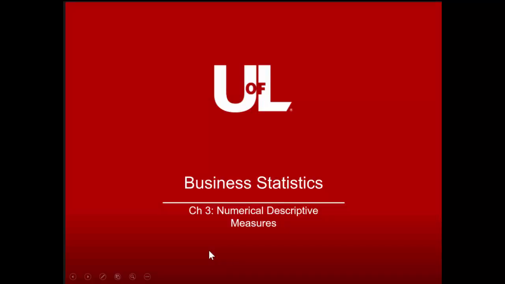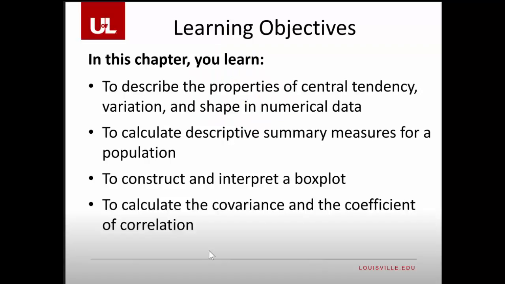Business Statistics, Chapter 3, Numerical Descriptive Measures. In this chapter, you will learn to describe the properties of central tendency, variation, and shape in numerical data, to calculate descriptive summary measures for a population, to construct and interpret a box plot, to calculate the covariance and the coefficient of correlation.